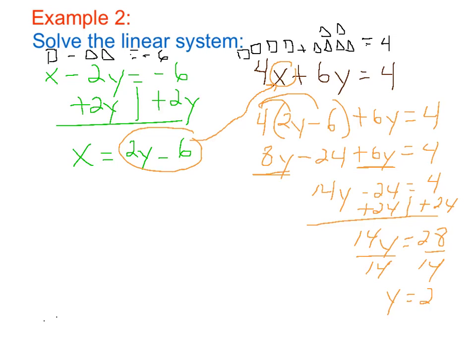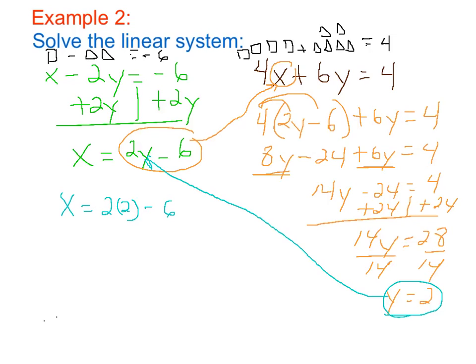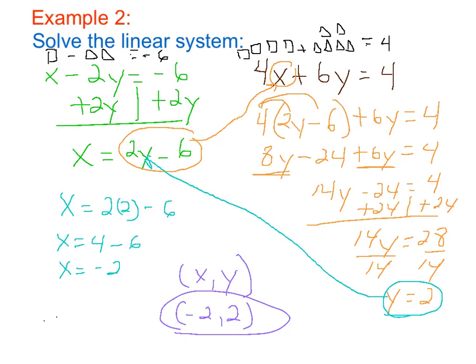So now that we've got y equals 2, I'm going to take that and plug it into this equation for y. So when we rewrite this, we have x equals 2 times 2 minus 6. So we have 4 minus 6, which gives us negative 2. And when we write the solution, remember we write it as an ordered pair, the x value first, y value second, so this is going to be negative 2, 2 is the solution.